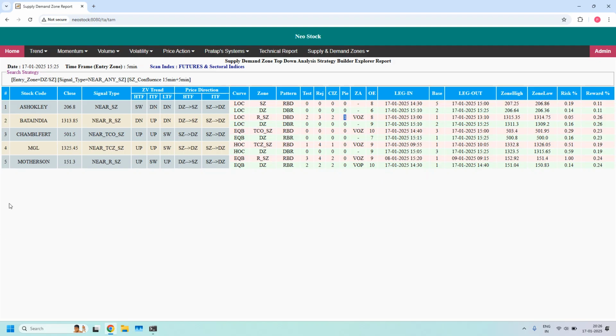Oh, making mistakes. Fine. We have only one pierced zone in this list. Okay, this is about stocks near demand and supply zones for different time frames.